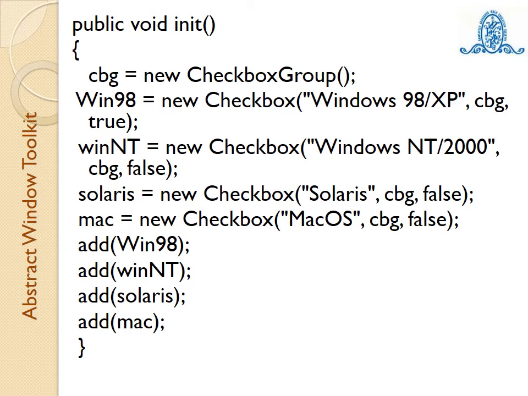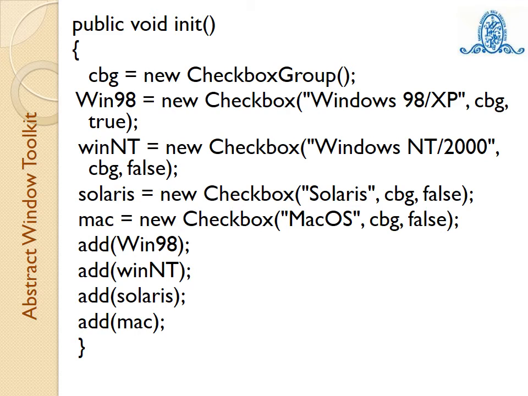So here win98 is new checkbox, Windows 98, CBG, true. So CBG here is the checkbox group object. For these four checkboxes we are creating one group, which is CBG. So all these four checkboxes are part of this checkbox group. Similarly, winnt is equal to new checkbox, Solaris is equal to new checkbox, mac is equal to new checkbox.